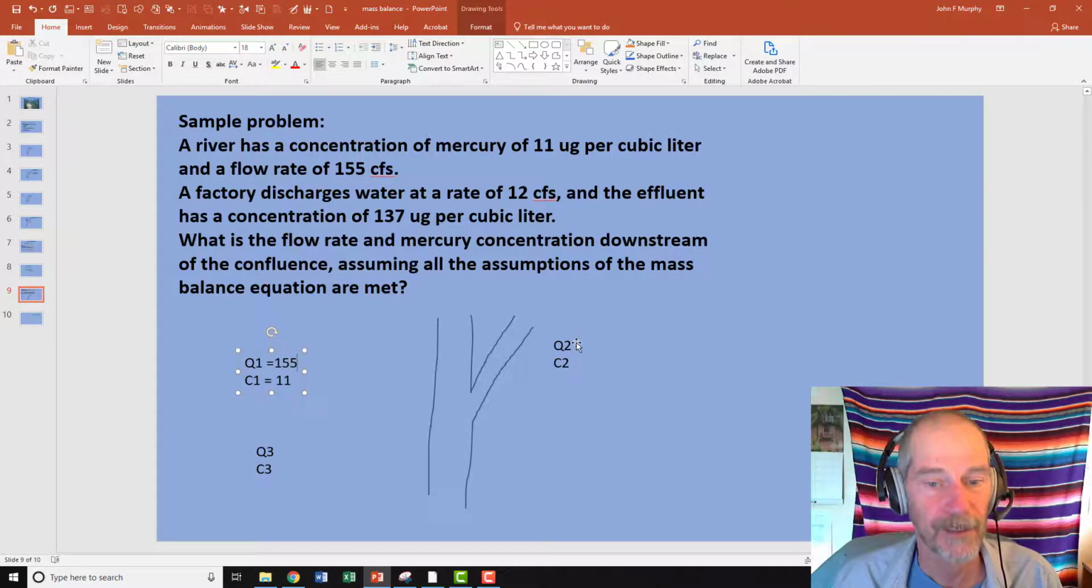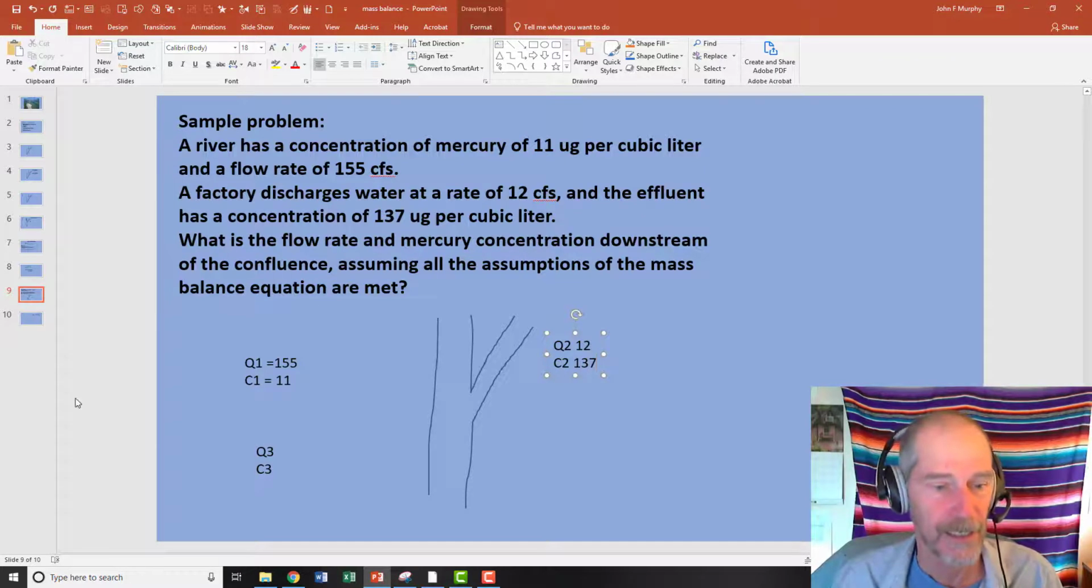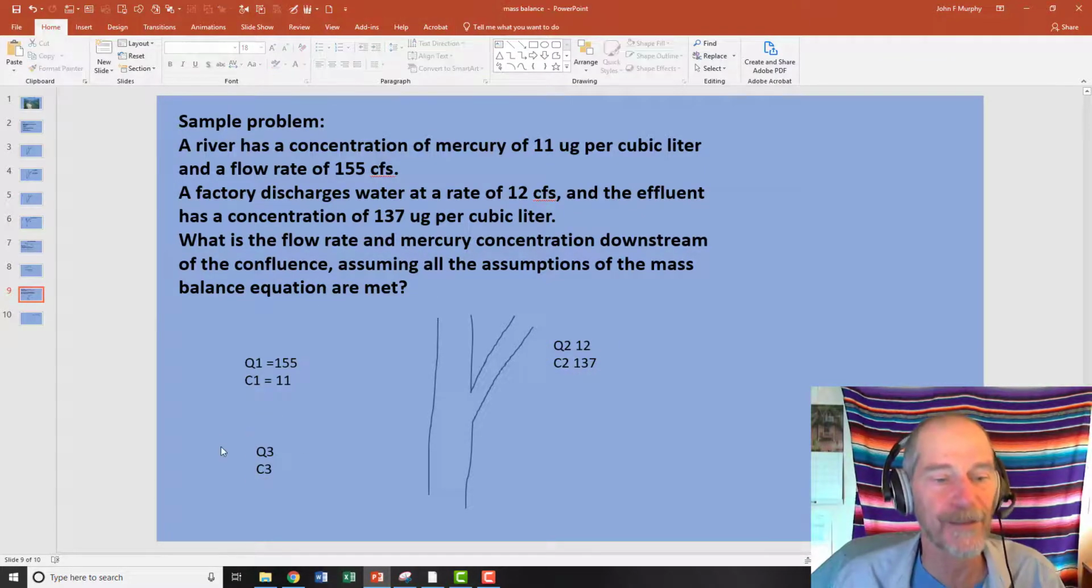And then they're going to talk about the tributary next. It discharges water at a Q of 12 and a concentration of 137. And 3 doesn't tell you anything at all.